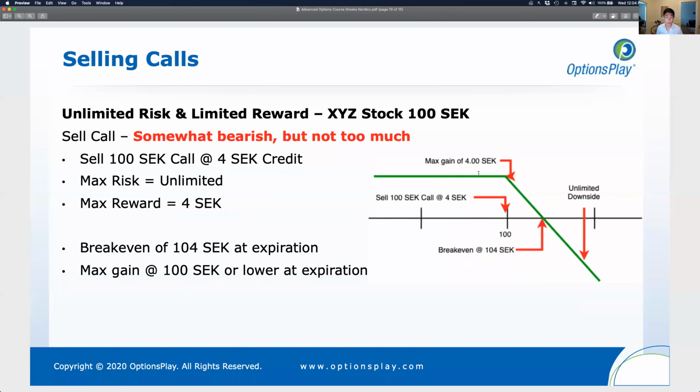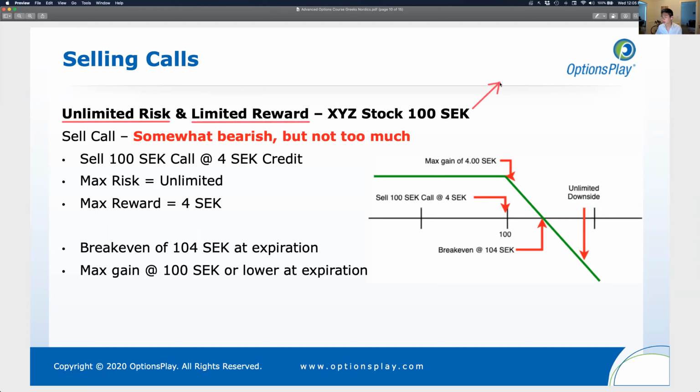So lastly, we'll talk about selling calls, which again is very similar to selling puts, but just a mirror image of it, so that if you think the stock's going to move lower, but not by too much, you think it's going to move lower a little bit, you can sell a call option. The only difference between selling a call option and selling a put option is that selling a call truly has unlimited risk because there's no limit as to how far the stock can move higher. There is a limit as to how far the stock can move lower. So when you sell a call option, this truly has unlimited risk. And in exchange for that, you have limited reward.